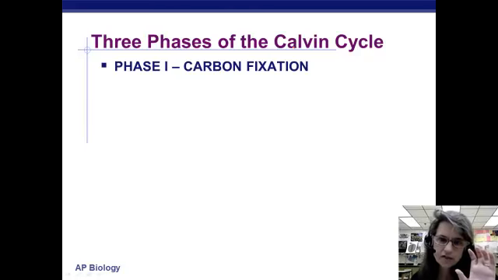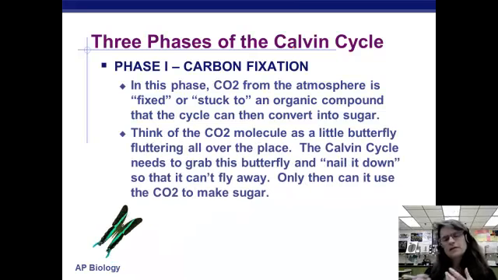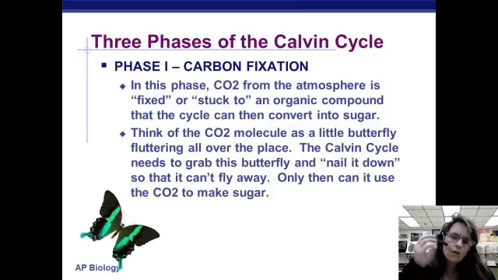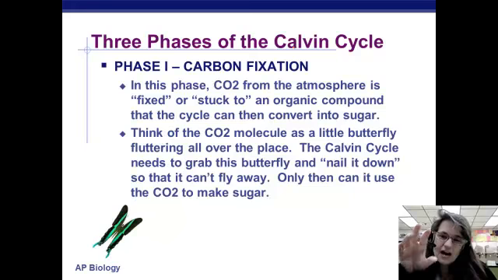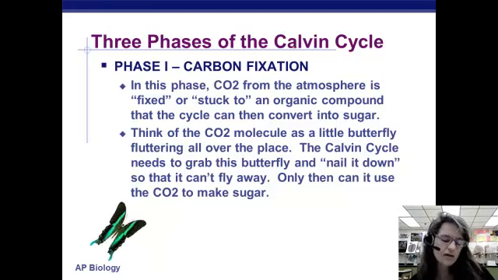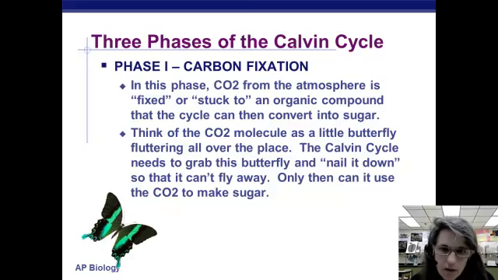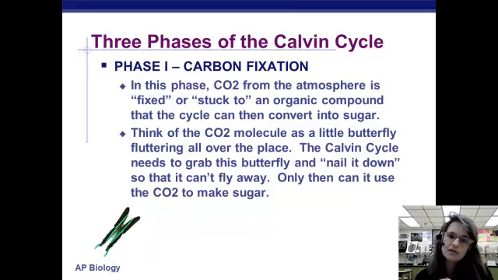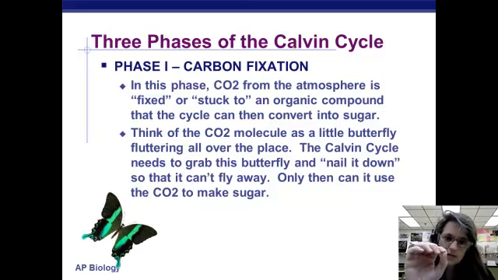The carbon fixation phase. I want you to think of carbon dioxide in the atmosphere as a beautiful butterfly that is fluttering merrily in the meadow. What our job is, if we want to fix carbon so that we can use it to build glucose, our job is to grab that butterfly, slam it down, and nail it to a board so it cannot fly away ever again. We want to fix it. We want it to be stuck to something that's going to not enable it to leave. Okay? This is the carbon fixation phase of the Calvin cycle.